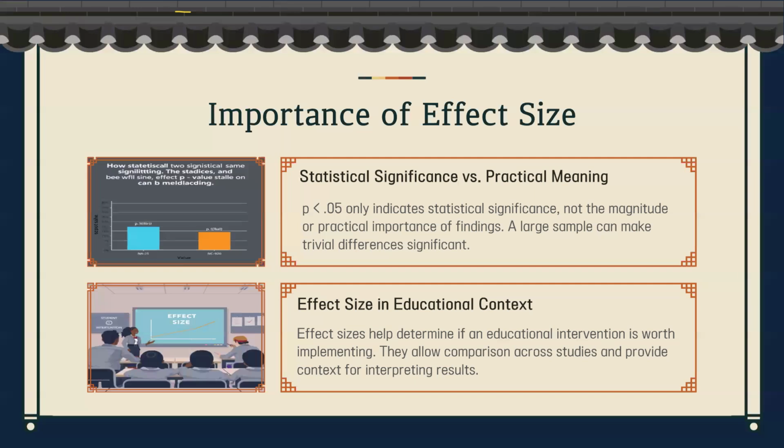Statistical significance is not the same as practical meaning. A p-value less than 0.05 only says a difference exists, not how important it is. Effect sizes are necessary because they help you determine if an educational intervention is worth implementing. They provide the context for interpreting results.